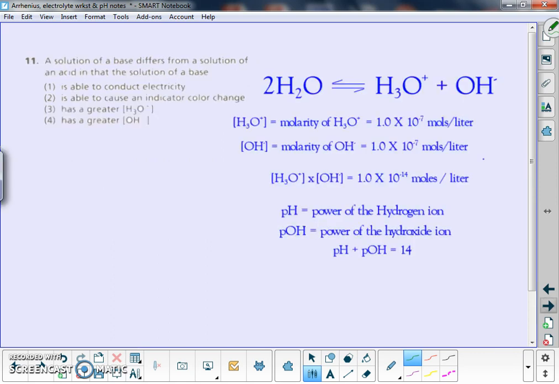Number 11 talks about the difference between an acid and a base. The acid will have more hydronium ion concentration. The base solution will have more hydroxide ion concentration. All right? So the solution of a base differs from a solution of an acid in that the base will have more hydroxide. The hydronium ion is when you have the acid.